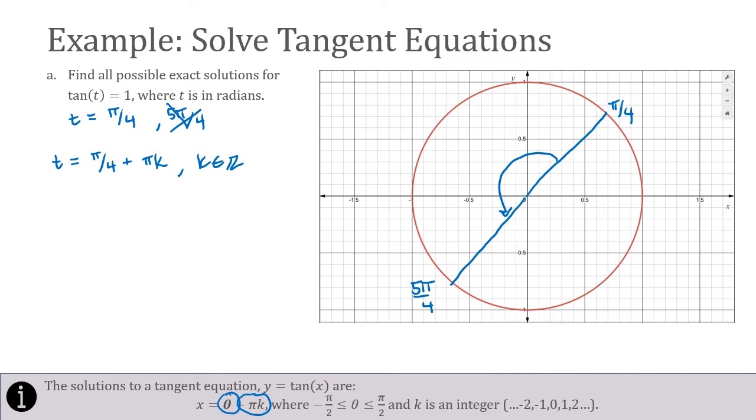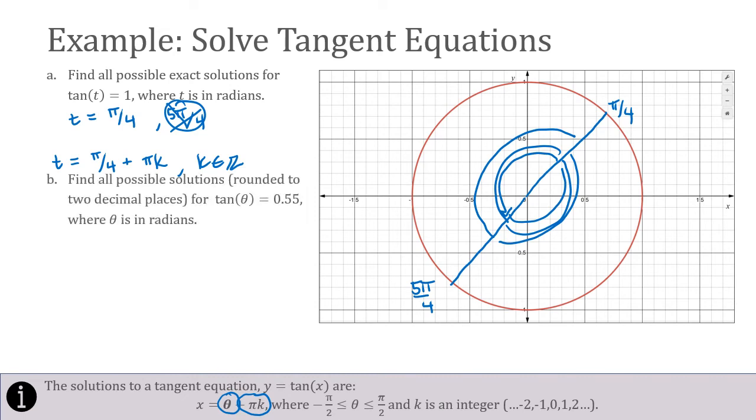So if k is equal to 1, then I get my solution of 5 pi over 4. If k is equal to 2, well, then I have the solution of pi over 4 plus 2 pi, which would be 9 pi over 4. And I can keep going around and around and around, and I can go backwards or I can go forward. So k values can be positive 1, positive 2, positive 3, or they can be negative 1, negative 2, negative 3. Let's look at one more.